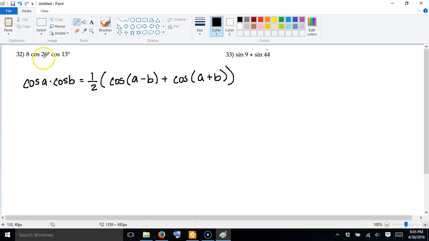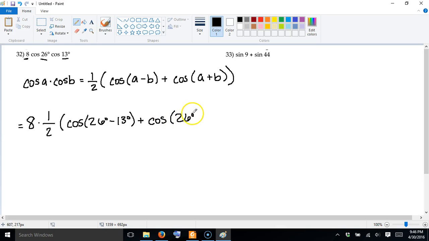And in this case, our A and our B are going to be 26 degrees and 13 degrees. So this is equal to 8 stays on the outside times our 1/2. Let's see, cosine of our first angle, which is 26 degrees, minus our second angle, plus the cosine of our first angle plus the second angle.